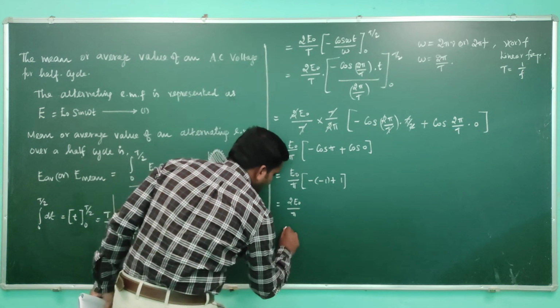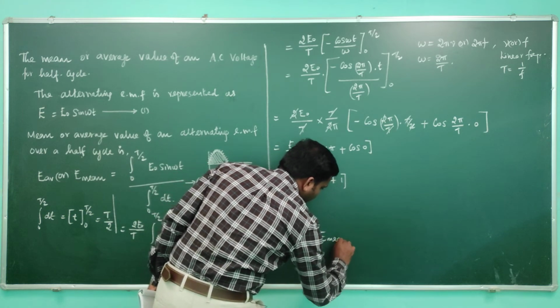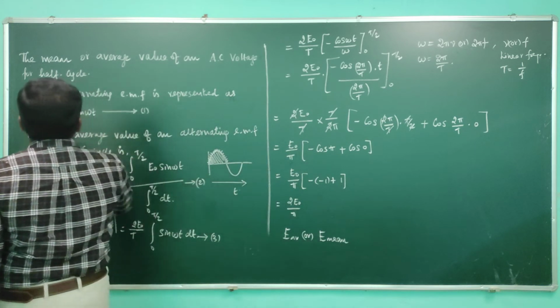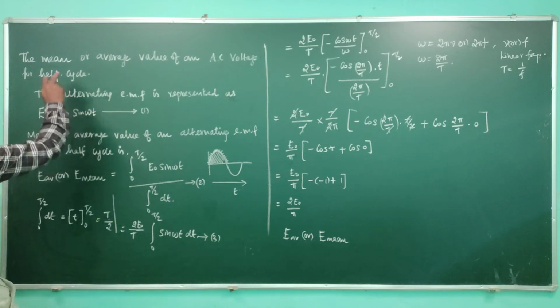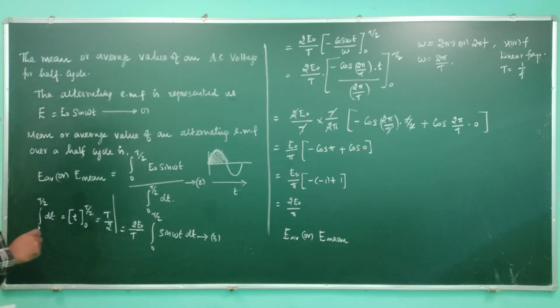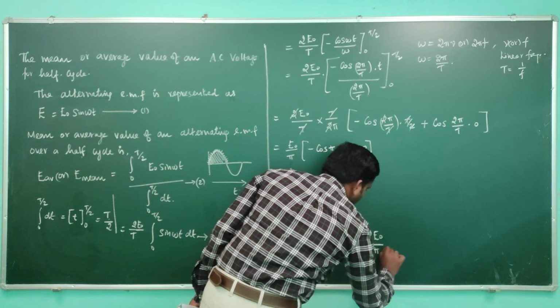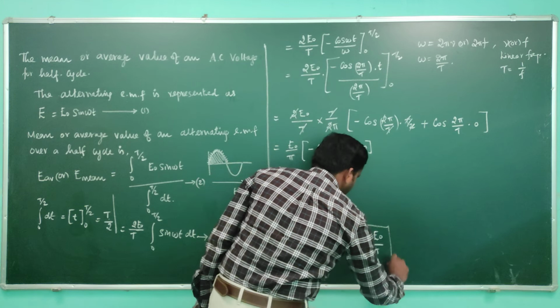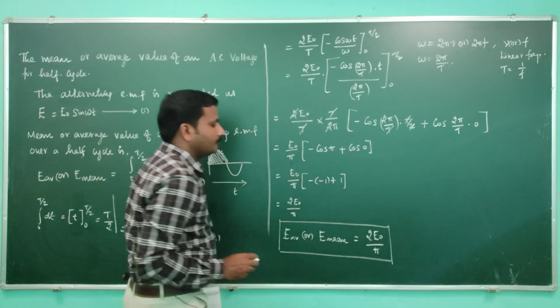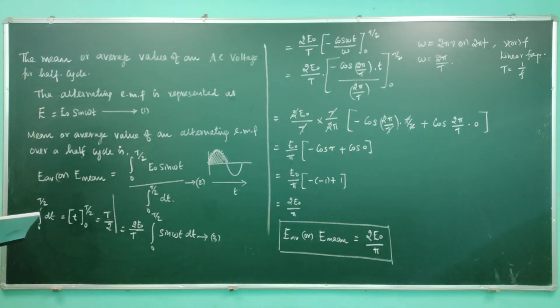So this is nothing but E average or E mean, that is the mean or average value of an alternating voltage for a half cycle, that is nothing but 2 E naught by pi. Right? So this is one topic, and let us see a problem associated with the topic.